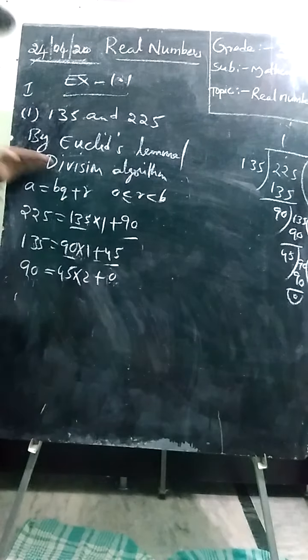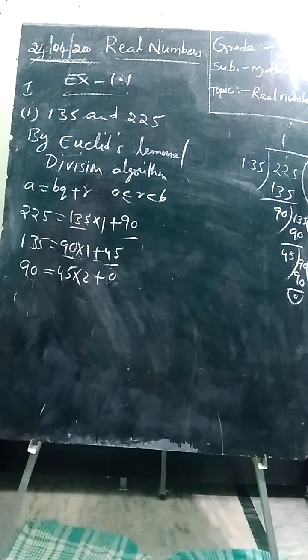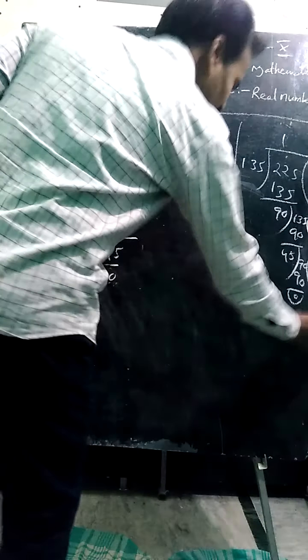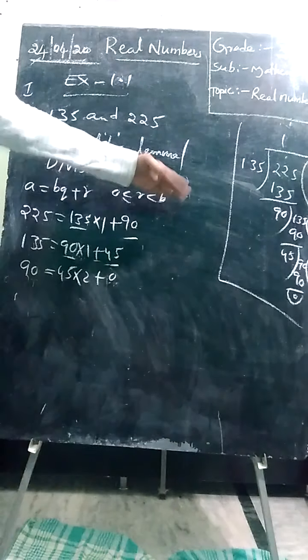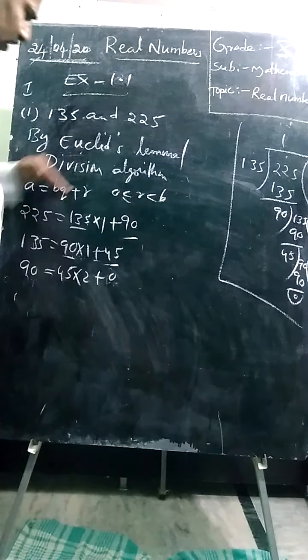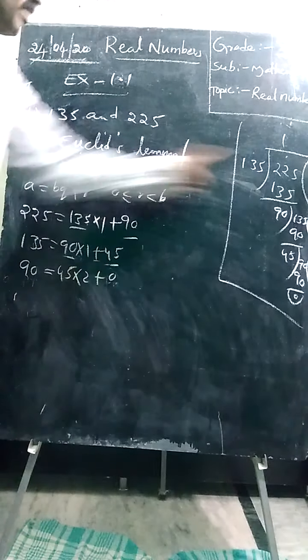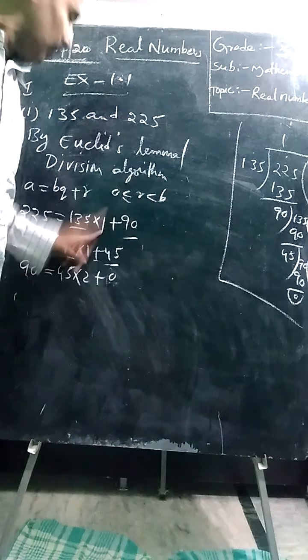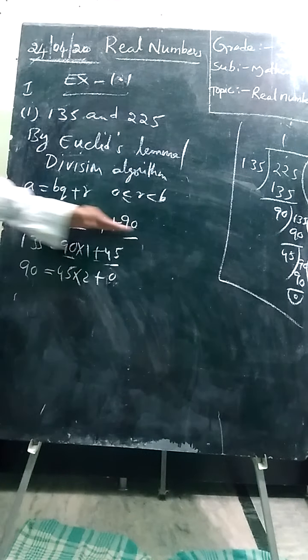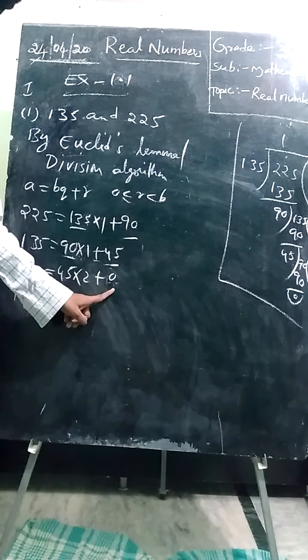So we should continue this process up to getting 0 remainder. Once again I am repeating, students, no need to do long division. This is not a part of the problem. I explained it to help you understand how we got these steps. It is one of the applications of the division algorithm: dividend equals divisor into quotient plus remainder. We continue this process till getting 0 as remainder.